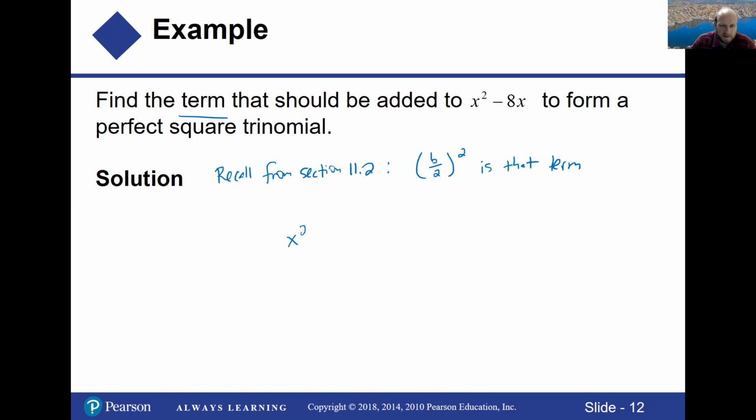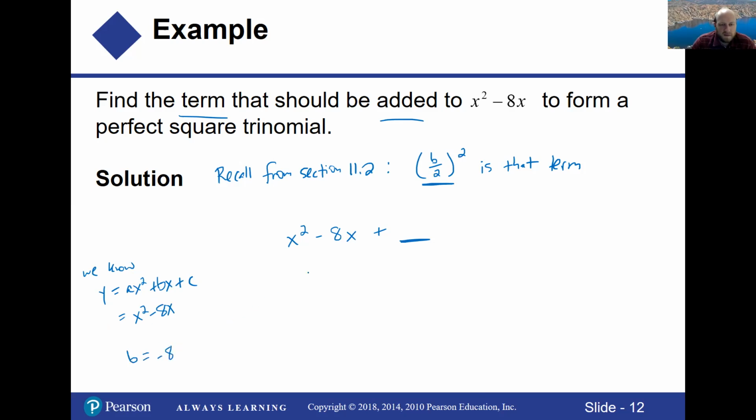So x squared minus 8x, plus, added to this, is this b over 2 squared term. Now what is b over 2 squared in this case? Well, we know that our standard form of a quadratic is ax squared plus bx plus c. In this case, our quadratic is x squared minus 8x. So what does that tell us? It tells us that b is equal to -8.